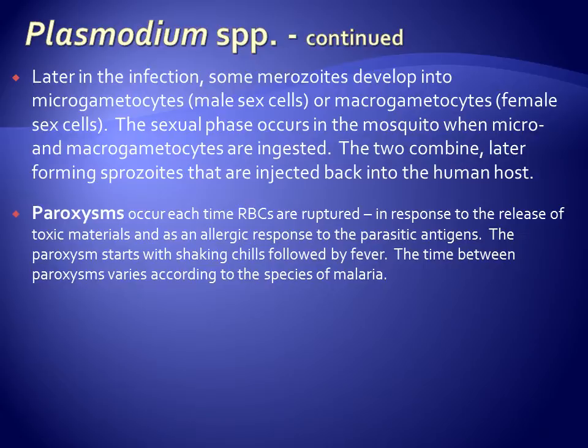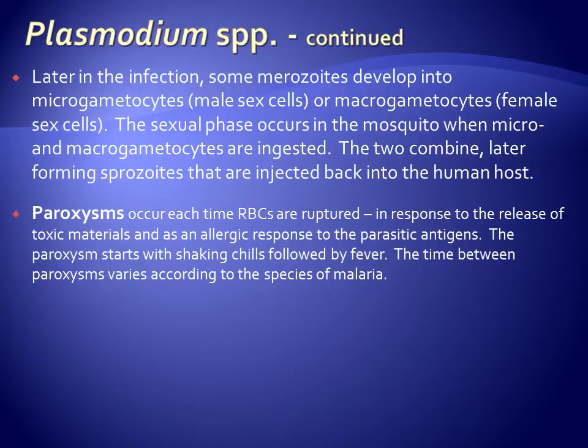The paroxysm begins with violent shaking chills, so violent they shake the bed. Probably none of us have had chills like this. And then when the chills subside, the fever follows. And this is a very high fever. Often the person becomes delirious because the fever is so high. So that's the paroxysm, this episode of severe chills and fever. And once the fever subsides, the patient will be relatively asymptomatic until the next paroxysm occurs.